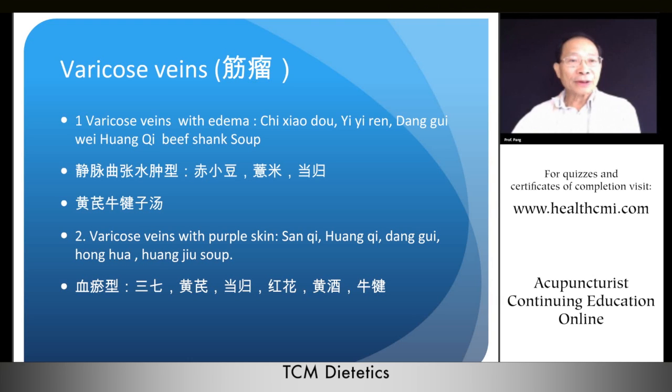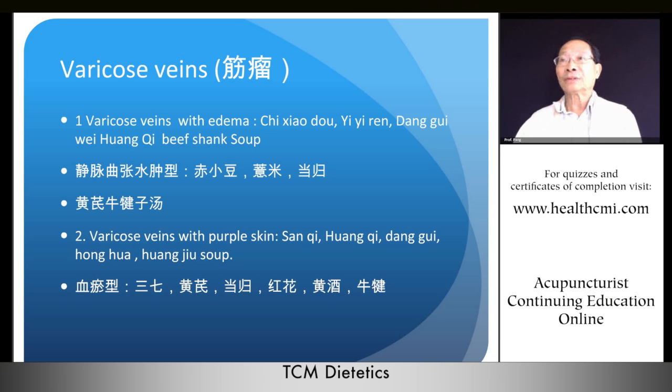Okay, so then we can introduce another recipe that is more effective for blood stasis. That means the patient has vertical veins, but also a lot of purple color on the leg, and also more pain. That will be more related to blood stasis. So we will still use the beef shank to make soup, but the combination of herbs will be different. We will choose herbs that move the blood.